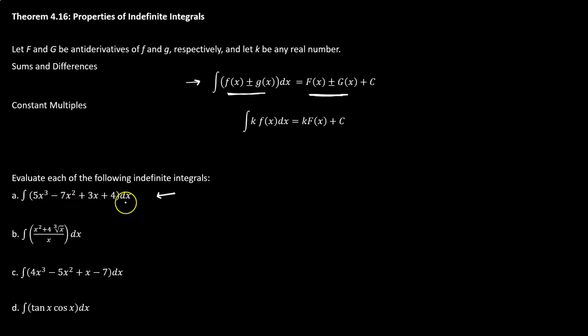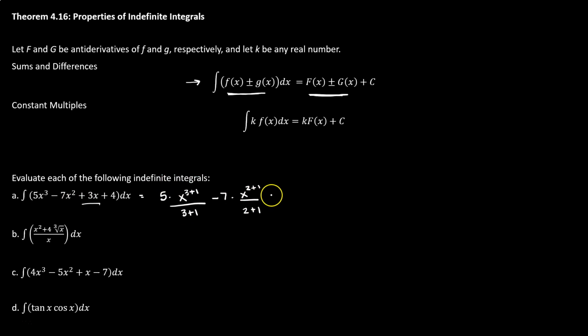Integrating this first polynomial function, we're going to do it term by term. 5x cubed. So I'm going to take my 5 and multiply it out front. My x cubed, I'm going to add 1 to the exponent and then divide by the new exponent. Then we're going to move on to the next term. This has a -7 out front, so I'm going to pull that off and then look at the x squared, add 1 to the exponent, and divide by the new exponent.